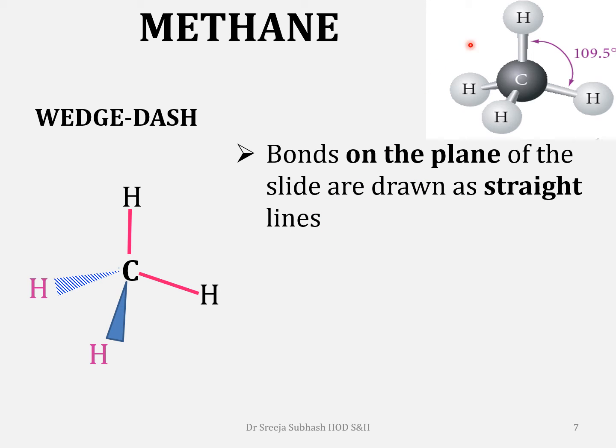What do you mean by that? In a three-dimensional tetrahedral structure, if you take the plane of the slide, you can see this hydrogen and this hydrogen are on the plane of the slide, right? These two are shown by straight lines. Here you can see, please have a look. This and this represent these two bonds which are on the plane of the slide.